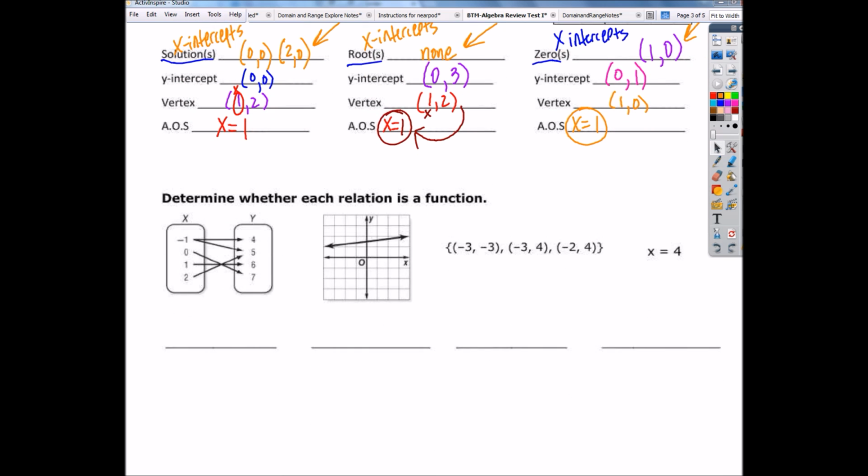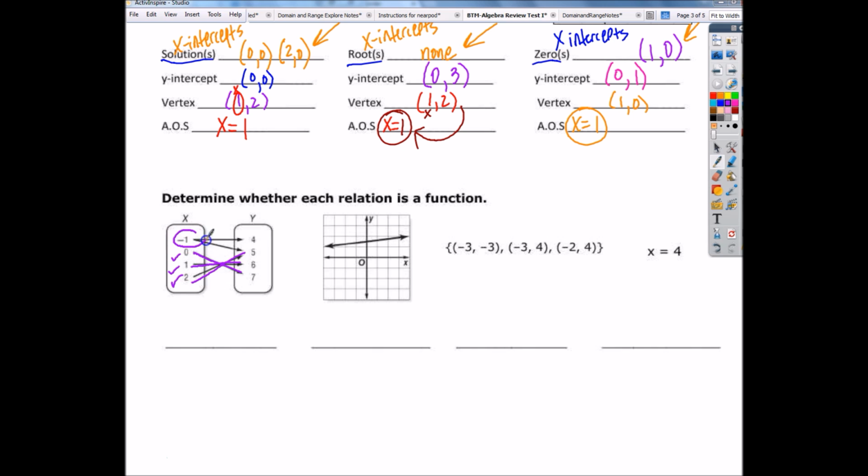A couple more left on this page. It says determine whether each relation is a function. So this is pretty simple. And if you remember, in order to be a function, you can only have one y for every x. So let's look at this. One arrow, that's good, check. One arrow, that's good, check. One arrow, that's good, check.